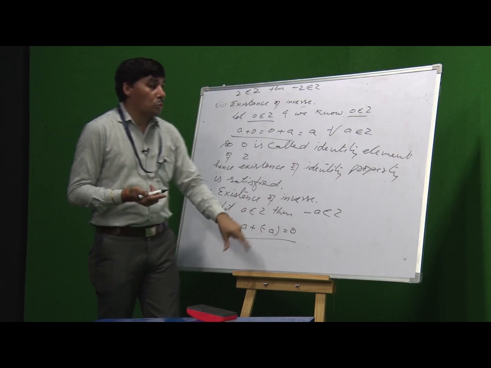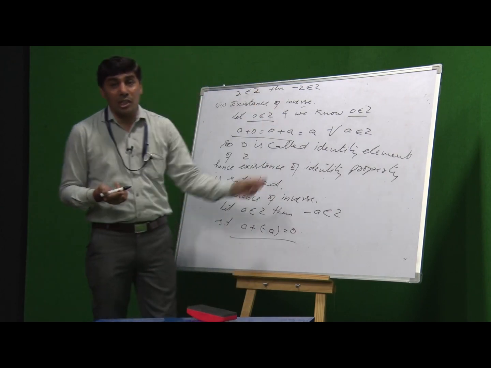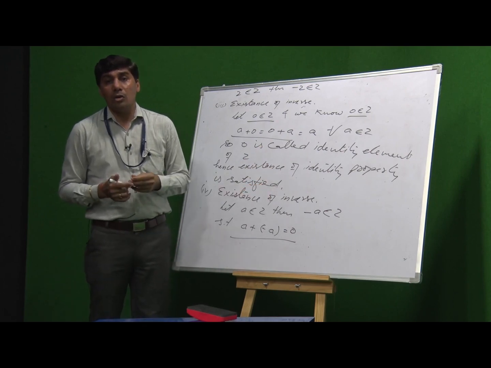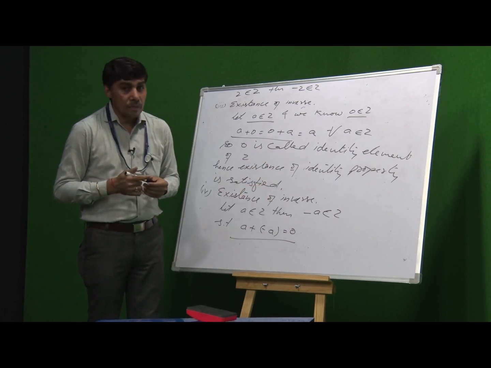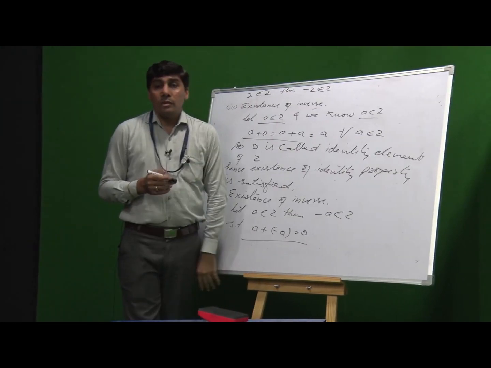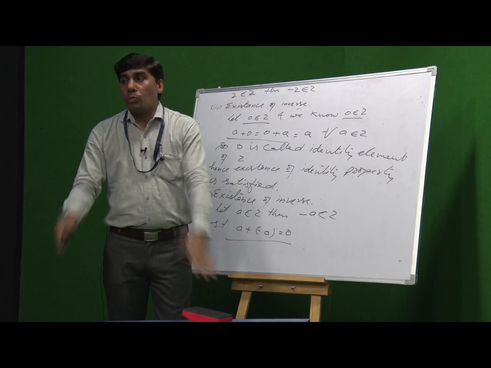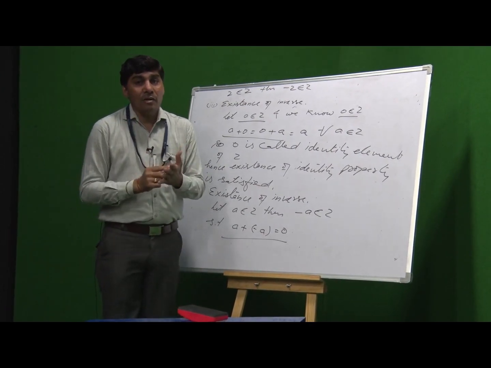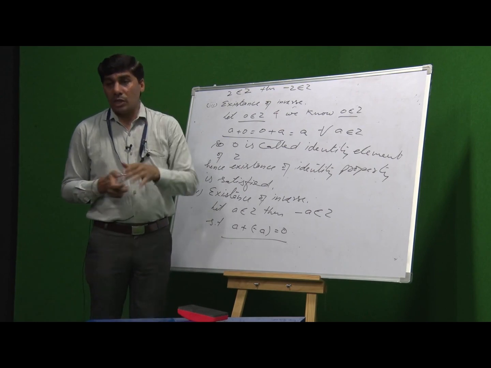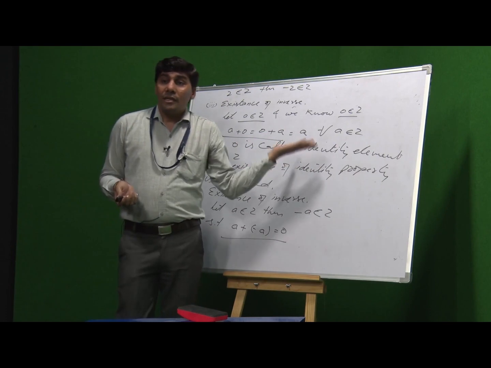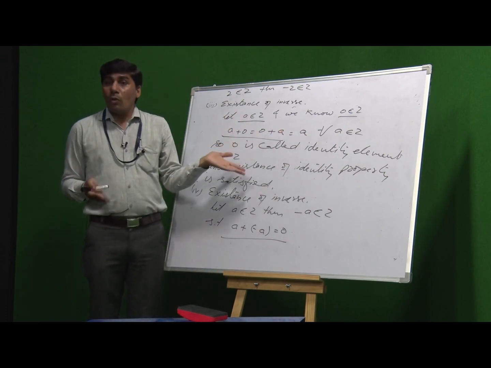So all these four properties are satisfied. So Z becomes a group with binary operation addition. Now the same set, but we have to change the operation. We have to change the binary operation. In place of addition, we have to take the multiplication. Then we see if Z is a group or not.